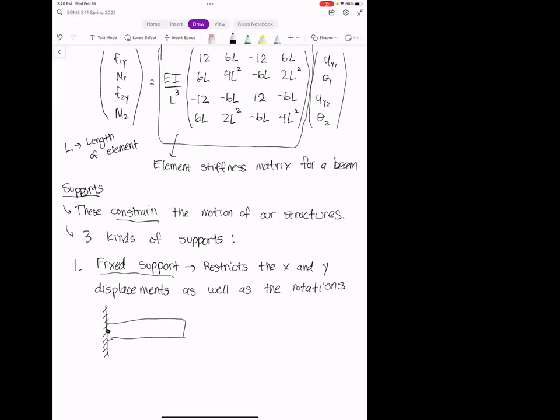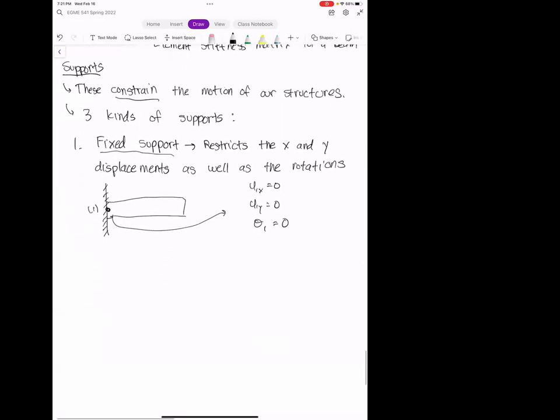And so if we consider this node right here, we'll call this node 1. Then for a fixed support, we know that U1x is going to be equal to 0, U1y is going to be equal to 0, and theta 1 is going to be equal to 0 as well. Okay. And so for a fixed support, when the beam is stabbed directly into the wall, there's no displacement and no rotation at all. Okay. And so that's fixed supports.